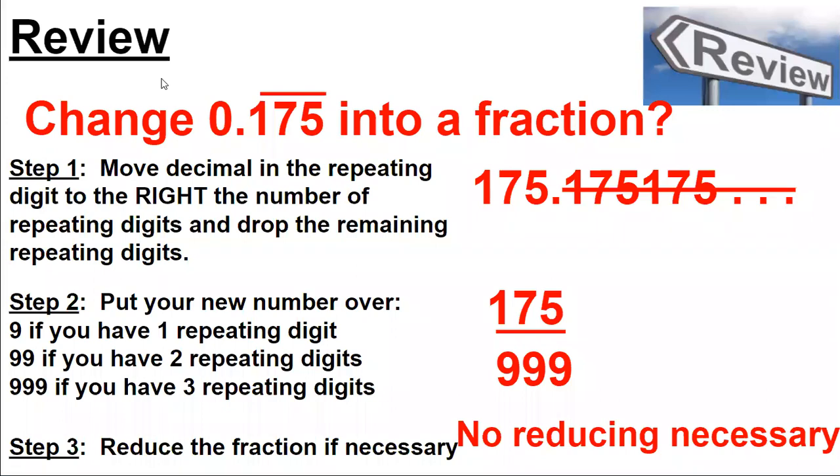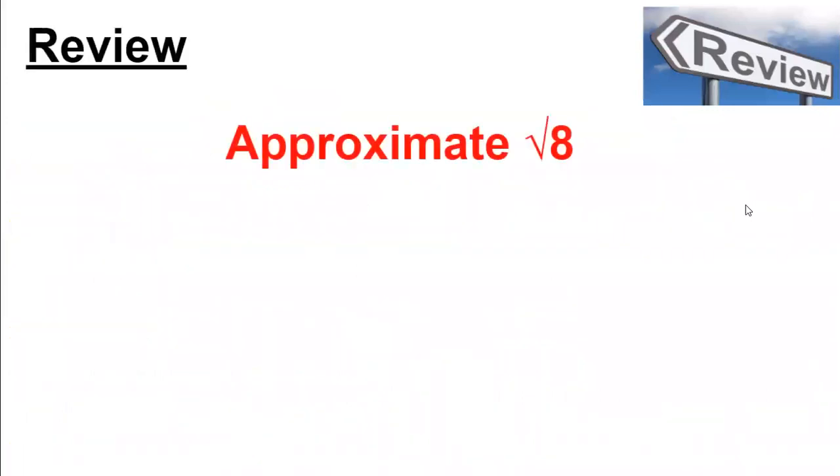Okay, and the final review question is going to approximate the square root of 8. Remember that non-perfect squares will not have an exact number that multiplies by itself to give you that answer. So there is no number I can multiply by itself to give me exactly 8. I can get very, very close to 8, but I cannot get exactly 8.